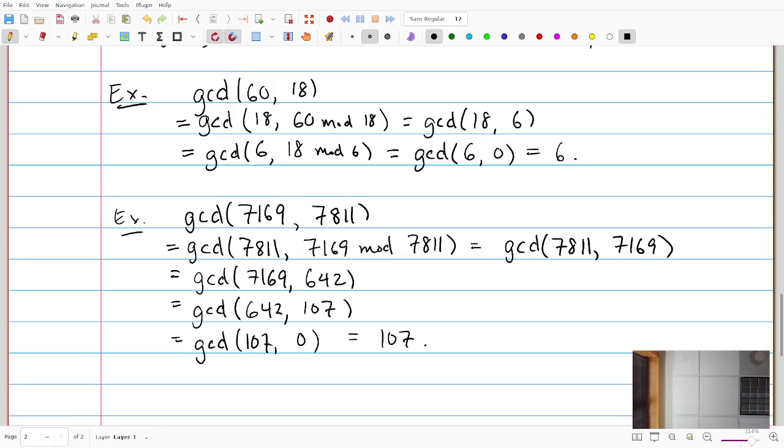And now that we know that the GCD is 107, we could factor them very easily, because I know that 107 is a divisor of both. If I just divide both of them by 107, I can see what's left over, which will be a much smaller number. In this example, I chose them both so that it's some other prime times 107. So 7169, I think, is 107 times 67. And 7811 is 107 times 73.